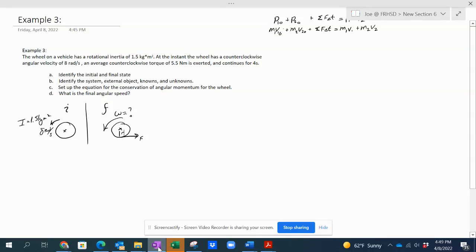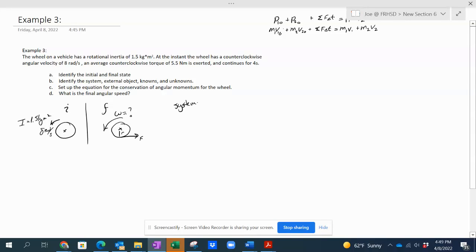Okay, the next example is an angular momentum problem. So very similar to regular momentum. We have our initial momentum at the start plus our impulse is equal to our final momentum of the system at the time. So in this case, our system is simply going to be the wheel here.